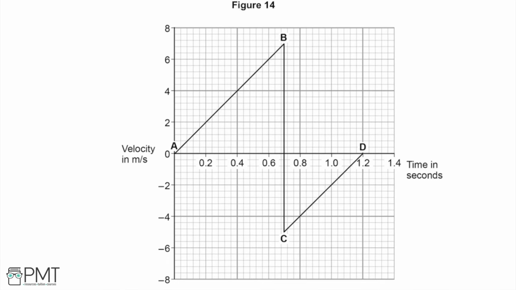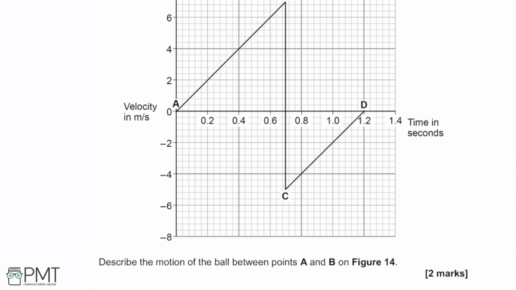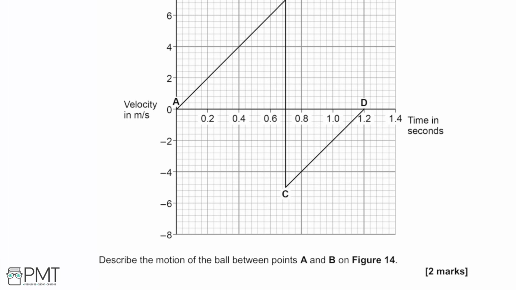We then have figure 14, so we've got velocity on the y-axis, time increasing on the x-axis, and then the motion of the ball, between A and B, B and C, and then C and D. We're then asked to describe the motion of the ball between points A and B on figure 14. As we can see here, between A and B there is an increasing straight line with a constant gradient, and we can use this to work out what exactly is happening to the motion of the ball.